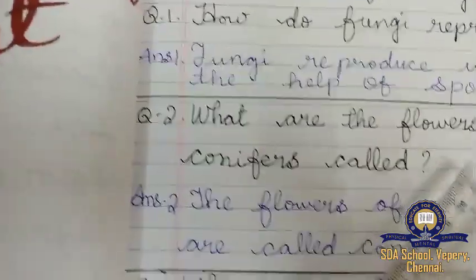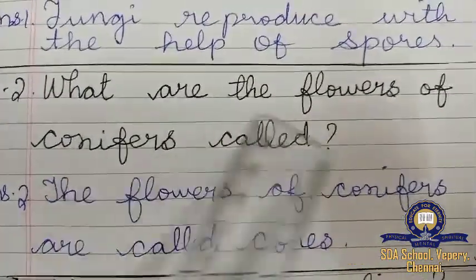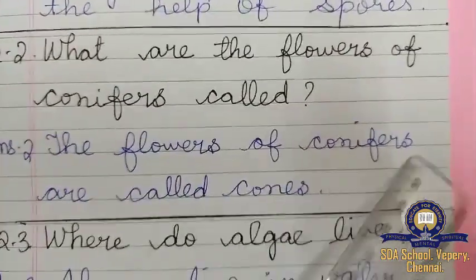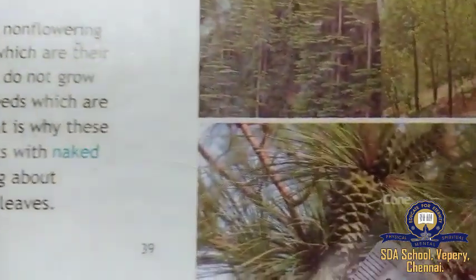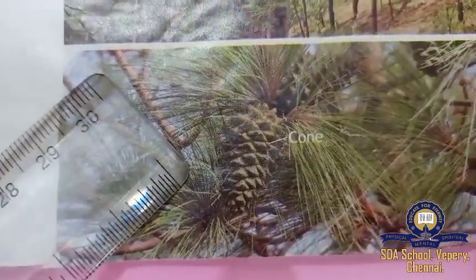Next question is, what are the flowers of conifers called? The flowers of conifers are called cones. You can see in the book on page number 39, cones.